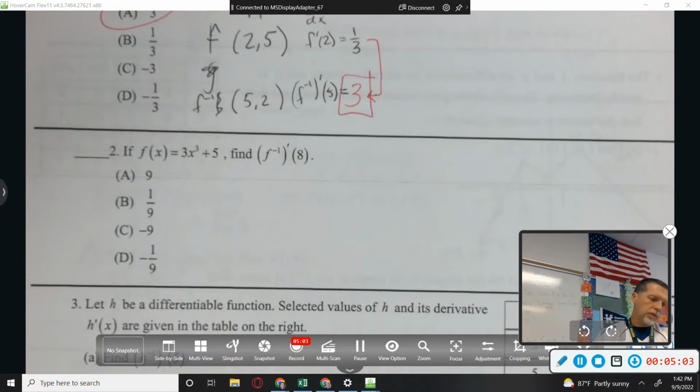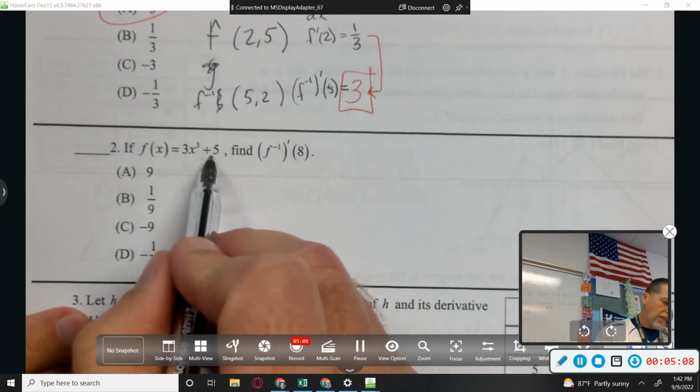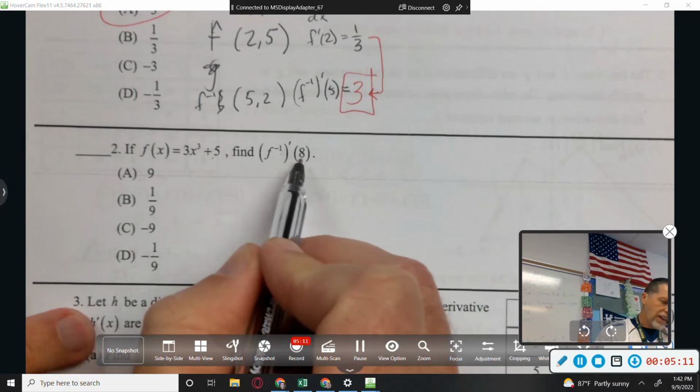Let's try number 2. f(x) = 3x³ + 5. Find the derivative of the inverse at 8.